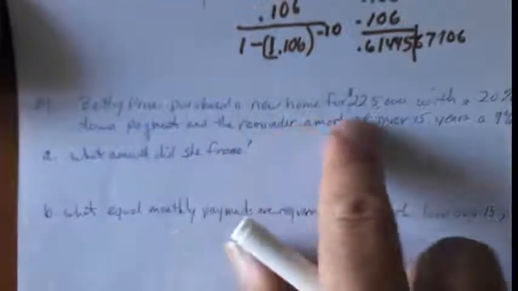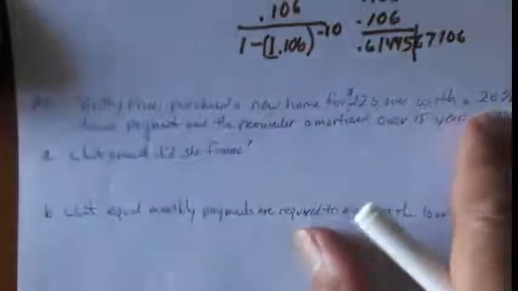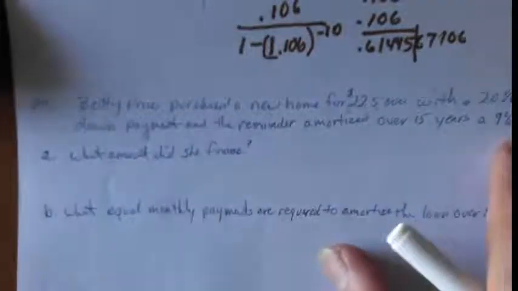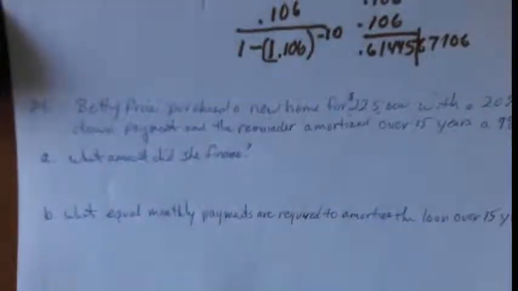Okay, she purchased a new home for $225,000 with 20% down payment, remainder amortized over 15 years, 9% interest. What amount did she finance? Well, that's pretty nice. We did a 20% down. So what percentage then is she paying?